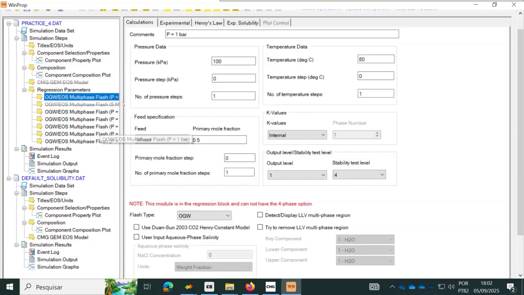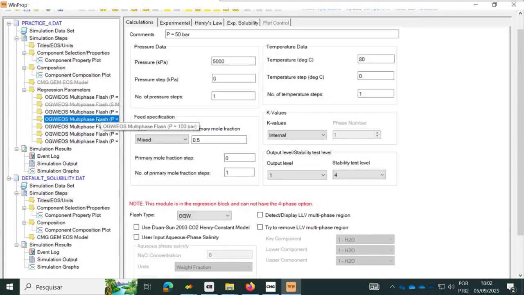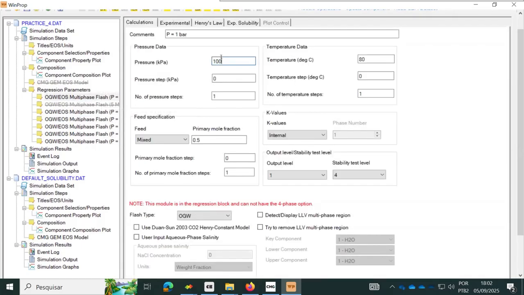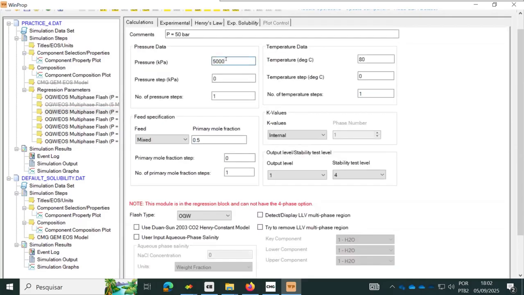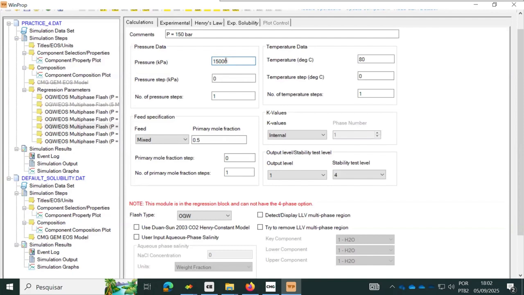So the difference among those entries is the pressure. This one is for 1 bar. This one is for 50 bars. This is for 100 bars. This one for 150 bars. So each one is restricted to one pressure, okay, and one temperature.